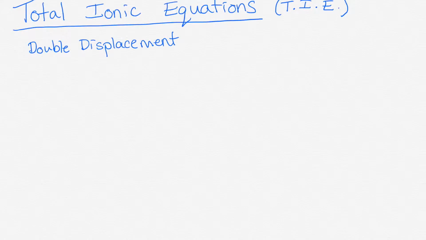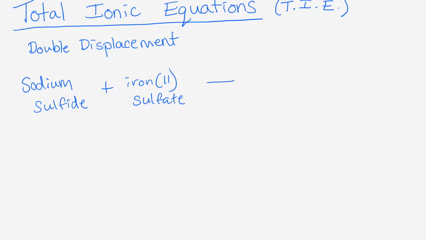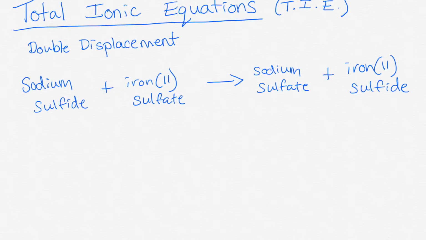reaction. So the first compound that I'm going to use is going to be sodium sulfide, and then I'm going to react that with iron(II) sulfate and produce my products. So with this double displacement reaction, our products are going to be sodium sulfate and iron(II) sulfide.